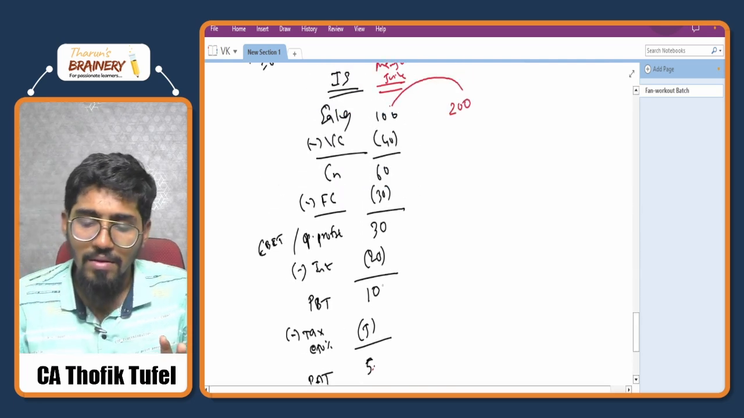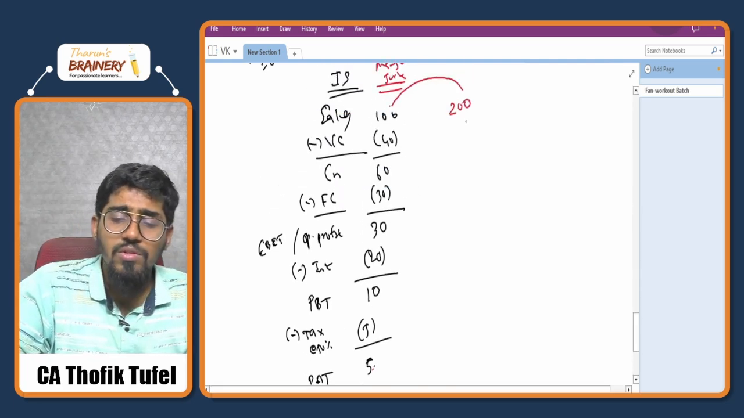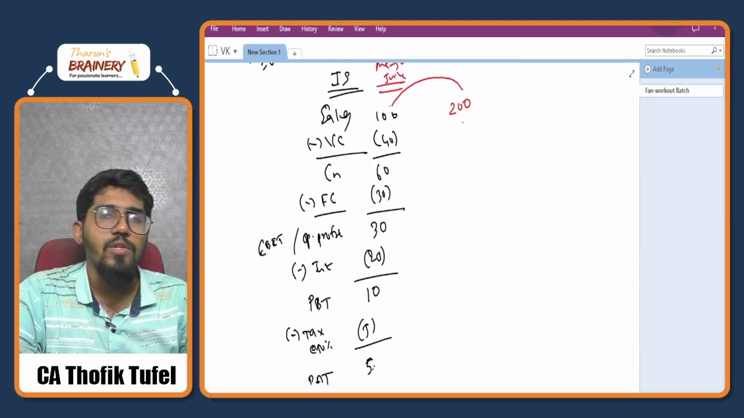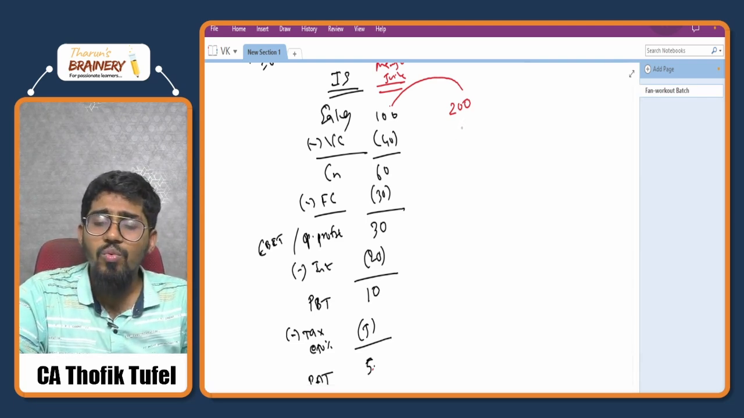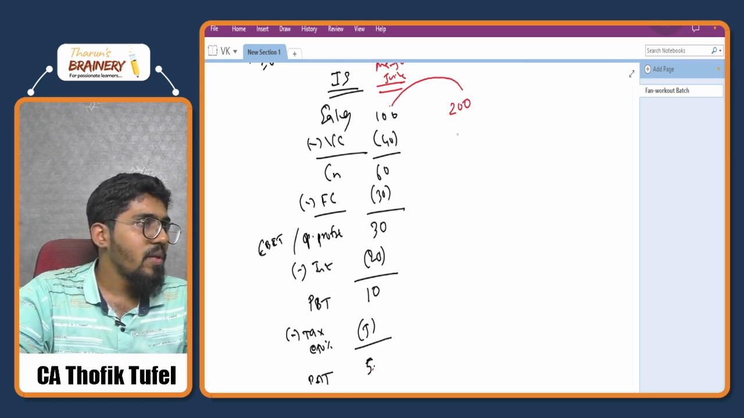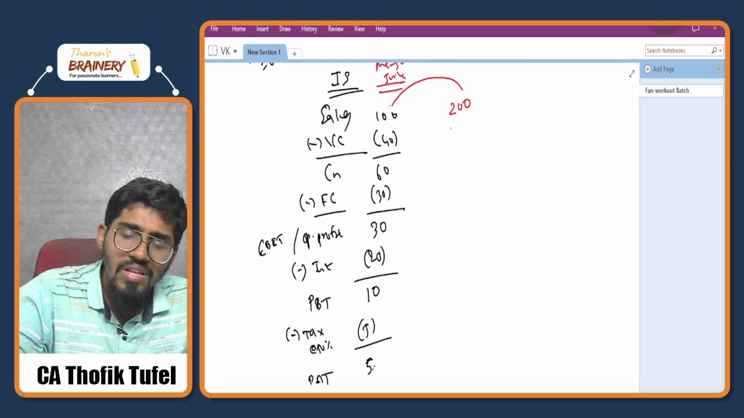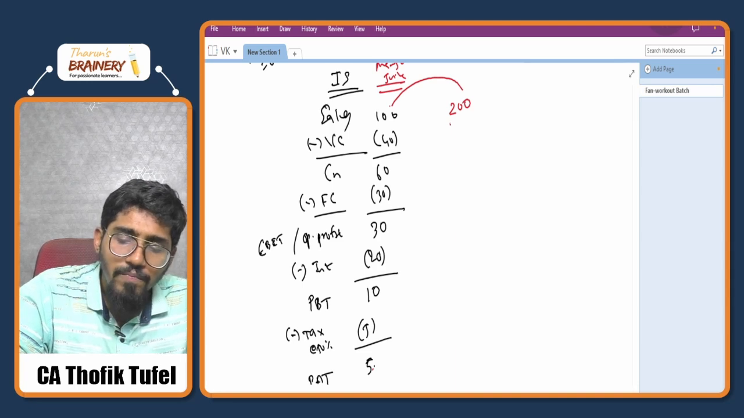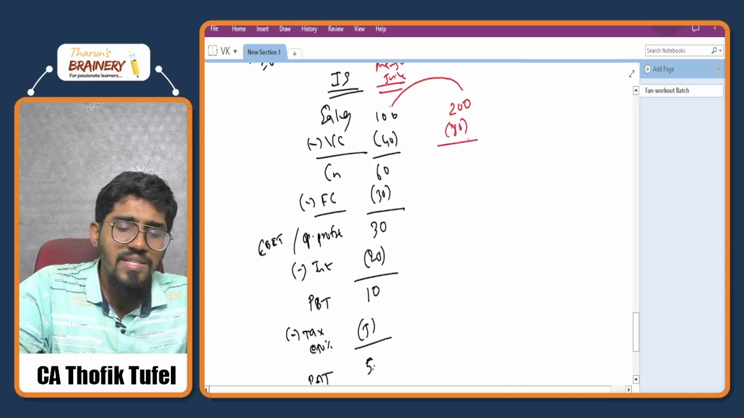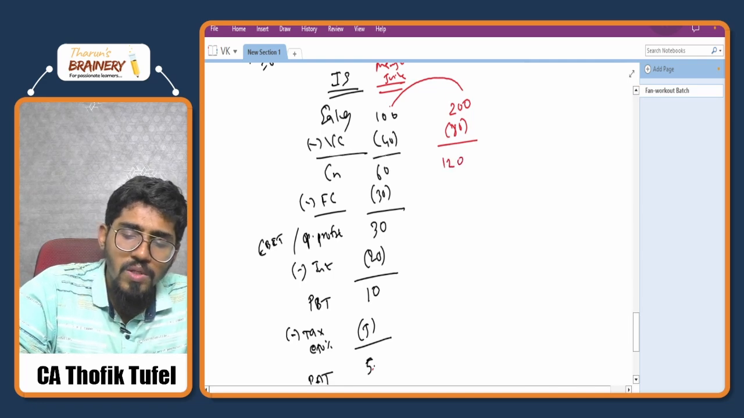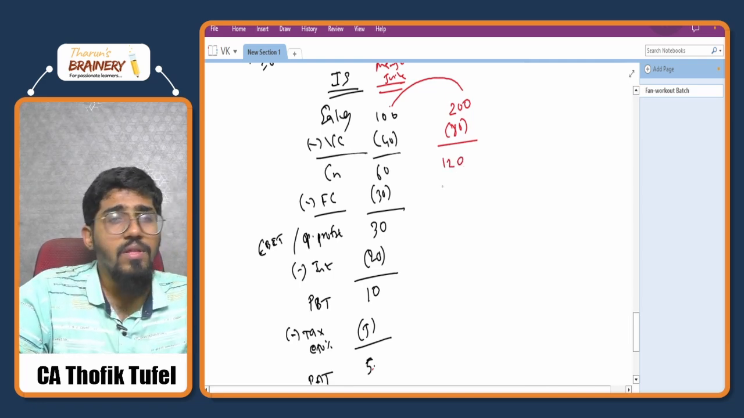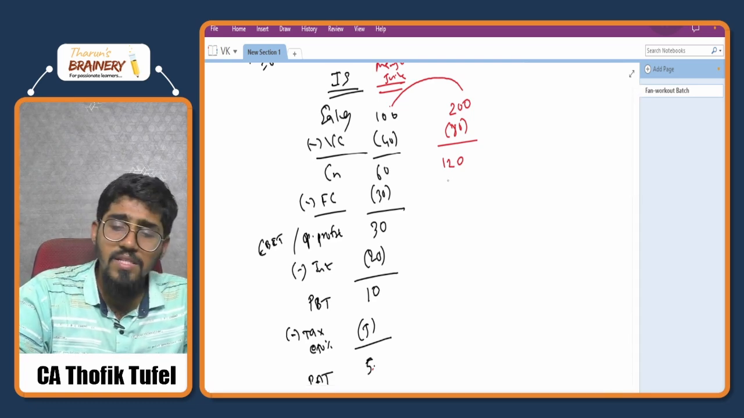Now what is happening, if the sales is 200 crore rupees, how much will be my variable cost? My variable cost is 40%, correct? 40% of 200, 80 rupees is my variable cost. My contribution is 120. How much is my fixed cost? 30. Correct? 30 is my fixed cost.